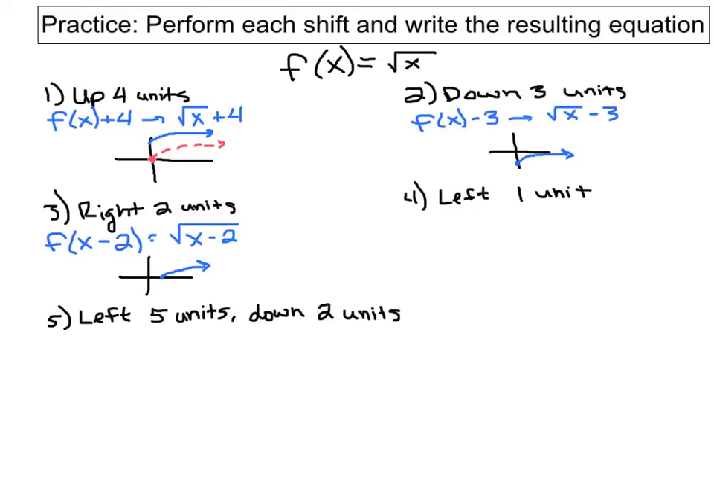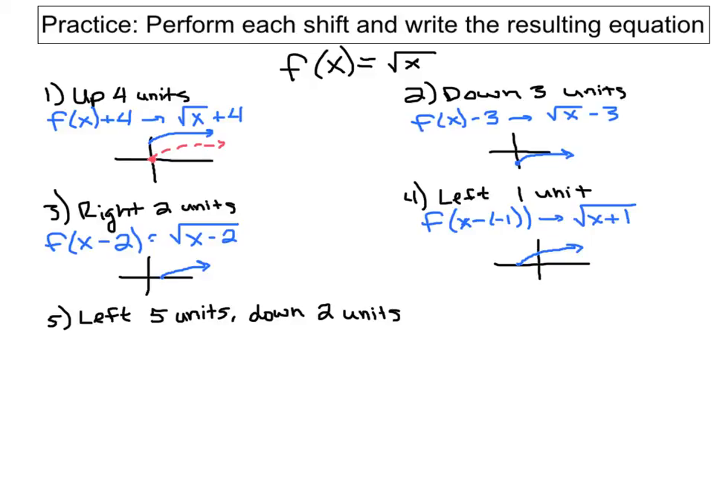Now for the left, that's a negative direction, so that's going to be f of x minus a negative 1, which is the same thing as saying plus 1. So that's going to result in the square root of x plus 1. That's going to be going to the left. So I'm going to redraw that right here. We took our parent function, which started at the origin, and we moved it to the left.